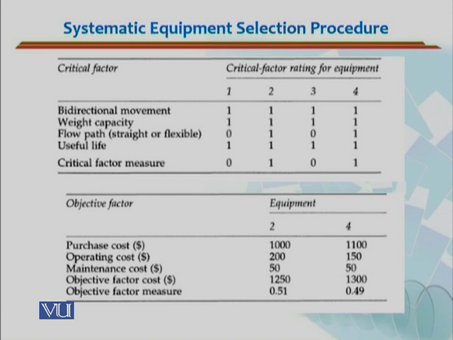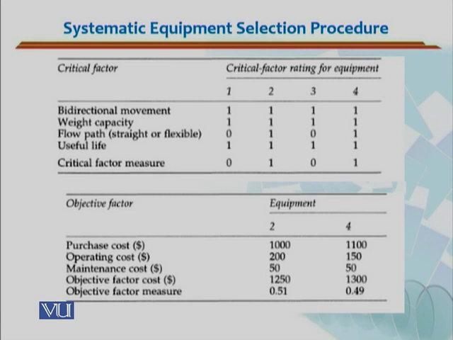Now, the second step was to find the objective factors, and of course the objective factor measure. We will find the objective factor measure only for equipment 2 and 4 because of step 1. So we need to find first of all the objective factor cost. What would be included in the cost for equipment 2 and 4 would be the purchase cost, the operating cost, and the maintenance cost. The objective factor measure would be found based on that cost.